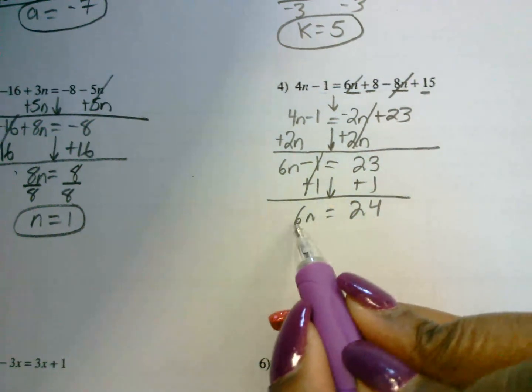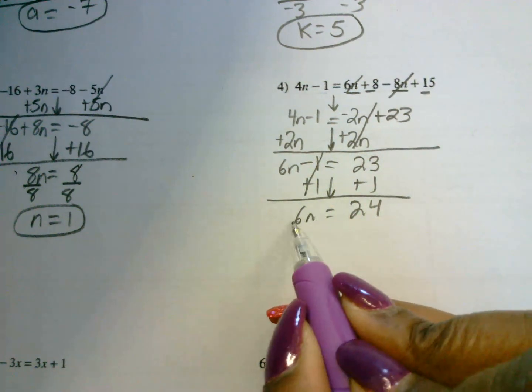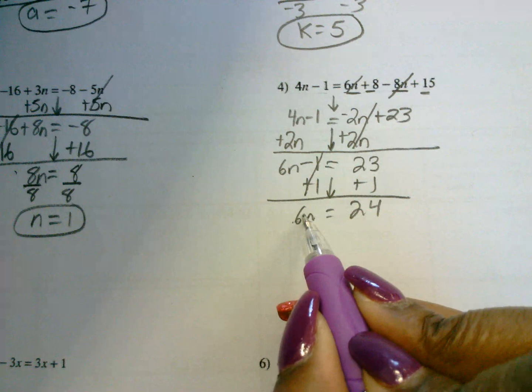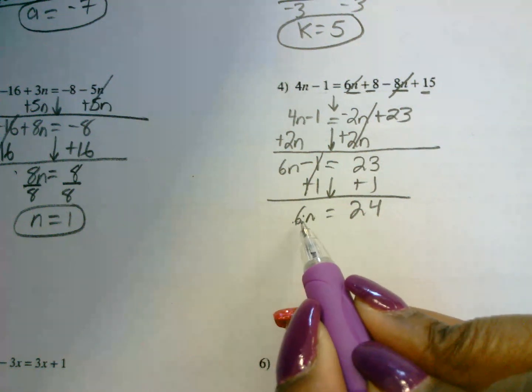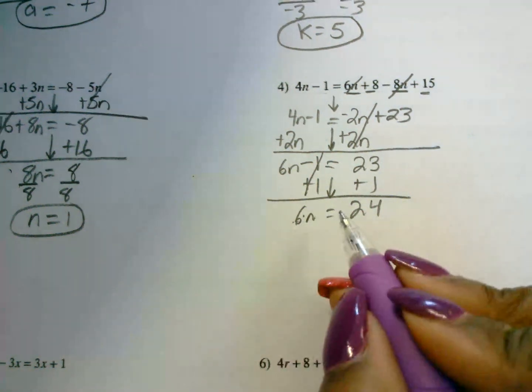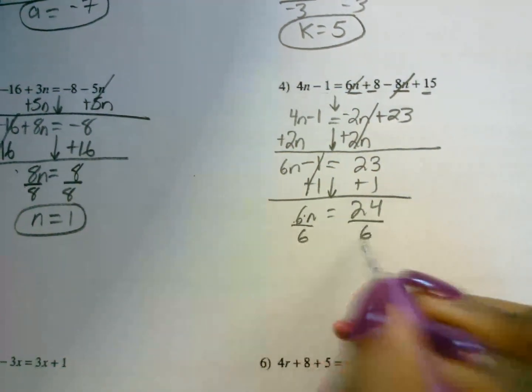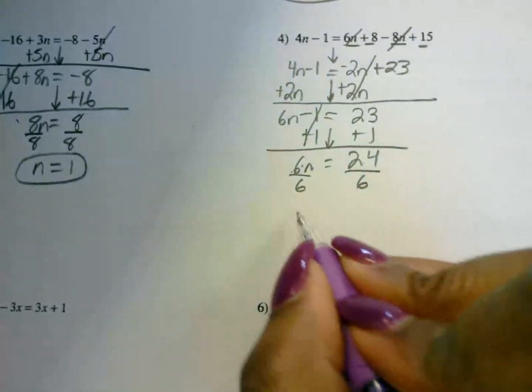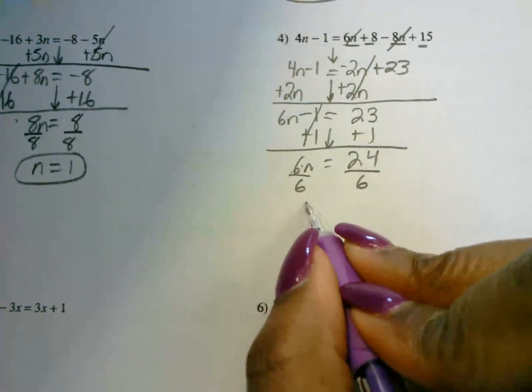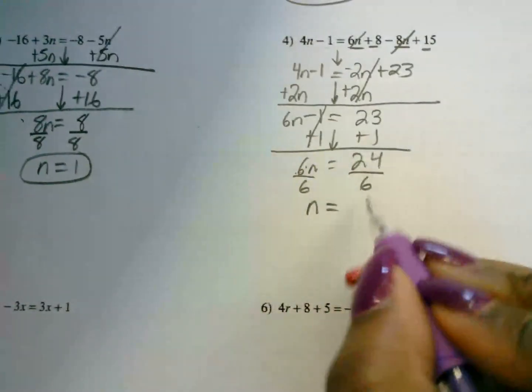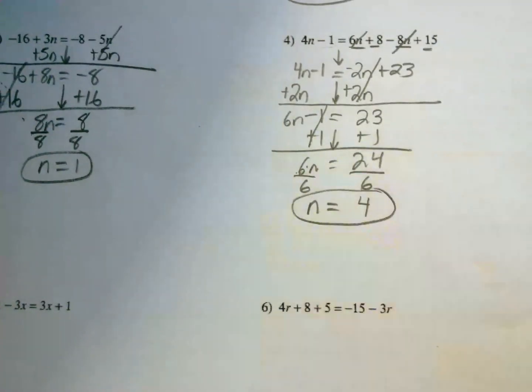The operation between a coefficient and a variable is automatically multiplication. We're going to divide both sides. The opposite of multiplication is division, so divide both sides by 6. 6n divided by 6 is 1n, which is equal to 4. Okay? All right.